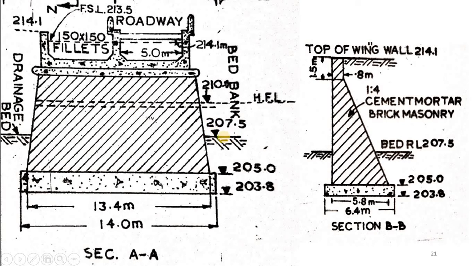As you can see, the ground level is 207.5. So this pier should be taken a minimum of 2.5 meter below the ground level. That is why from 207.5, a minimum of 2.5 means up to 205 meter. Suitable inclination shall also be provided for the pier. So up to 205 the structure extends, and a footing of minimum 1.5 meter is provided. 1.2 to 1.5 meter can be provided for the footing.